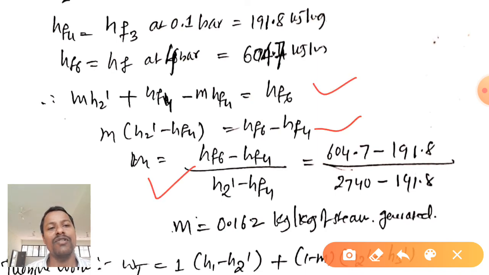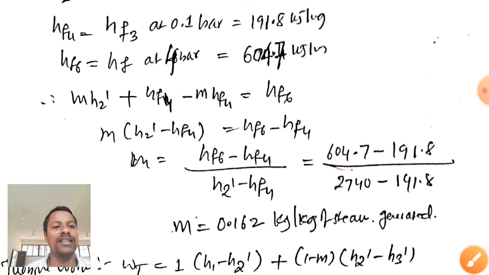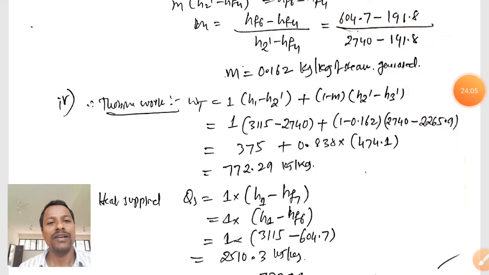Now here again, after substituting the known data and a few mathematical rearrangements, I will be able to write the expression for m as HF6 minus HF4 divided by H2 dash minus HF4, and I know the values. So these are the values, and operate the calculator. I will be able to calculate m as 0.162 kg.